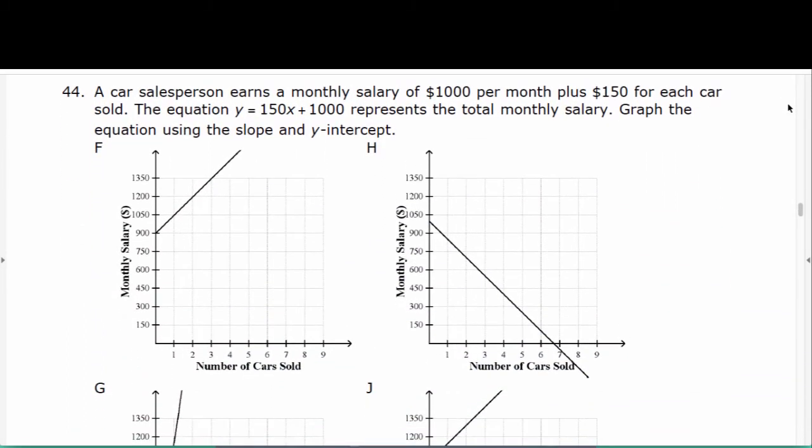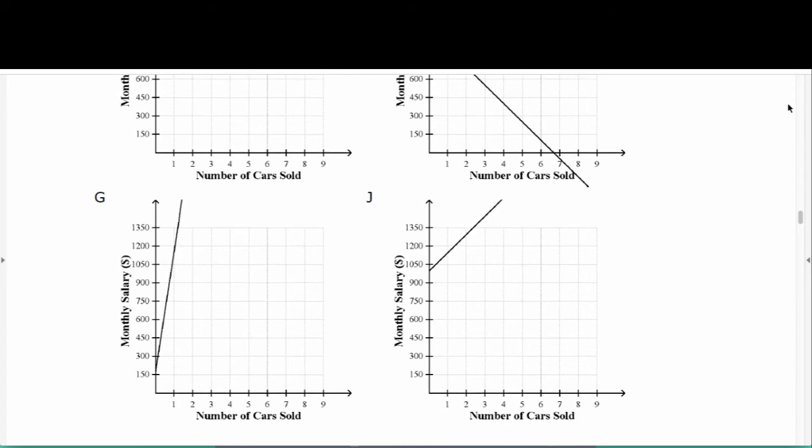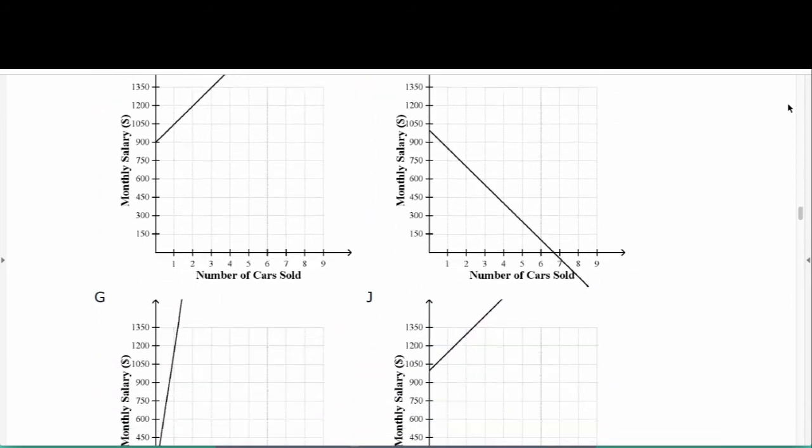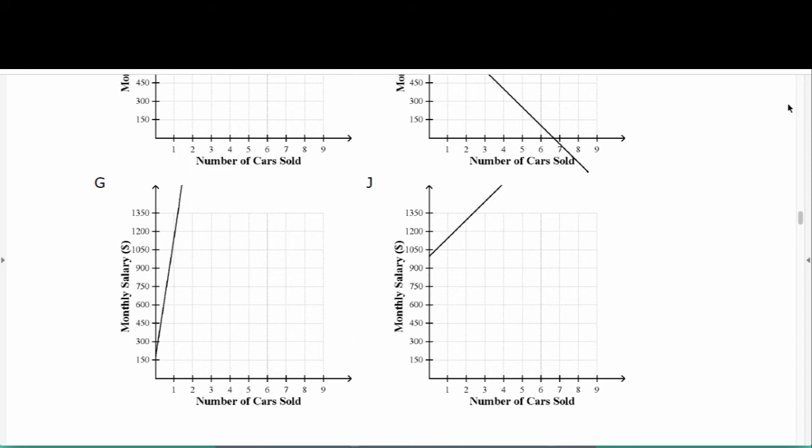Question 44. A car salesperson earns a monthly salary of $1,000 per month plus $150 for each car sold. The equation y equals 150x plus 1,000 represents the total monthly salary. Graph the equation using the slope and y-intercept. F, G, H, J. If you need help reading any of the graphs, please raise your hand.